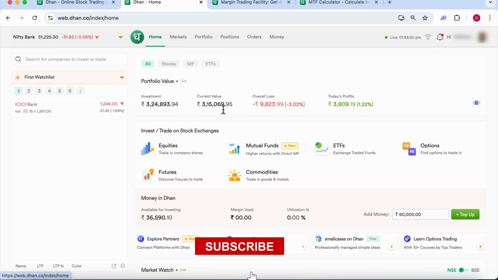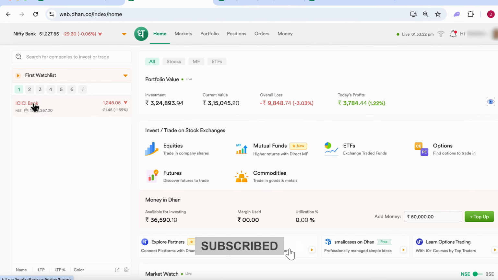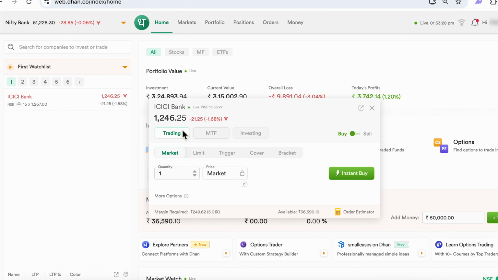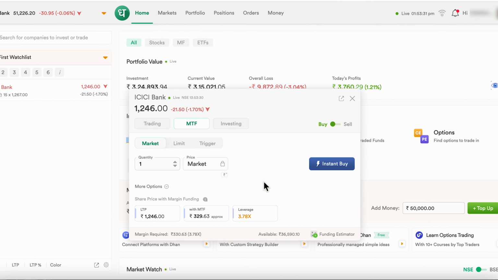Now, how do we place an MTF trade? Simply select any stock on Dhan, click on buy. Once you come to this buy screen, you will see there is trading, which is intraday, and then there is MTF next to it, which is activated by default. Now you can see this stock is valued at 1,245 rupees, but it is available to me at a 329 rupee price because I will be using MTF over here. So this is effectively a 3.78x leverage.